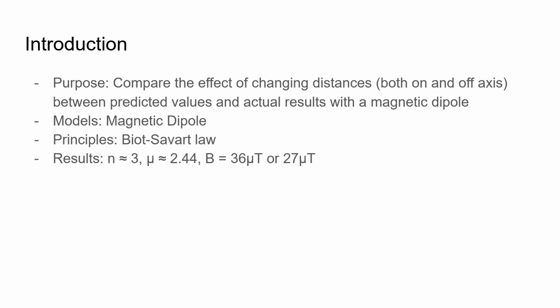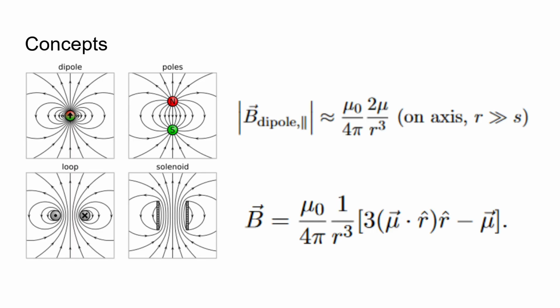For the models, we're going to be using the model of a magnetic dipole according to the Biot-Savart law, which has an equation I'll get to on the next slide. And then a sneak peek at my results. I got that n, which is the exponent of the distance in the magnetic field equation, is approximately -3. The magnetic dipole moment of my magnet was around 2.44. The magnetic field at the off-axis location was 36 microteslas, which is what I measured, or 27 microteslas, which is what I calculated it should be.